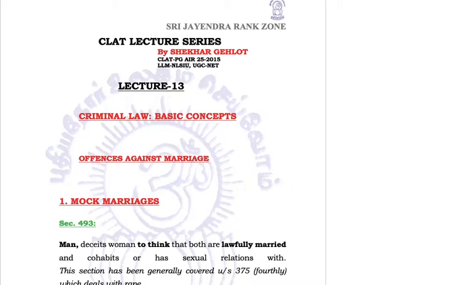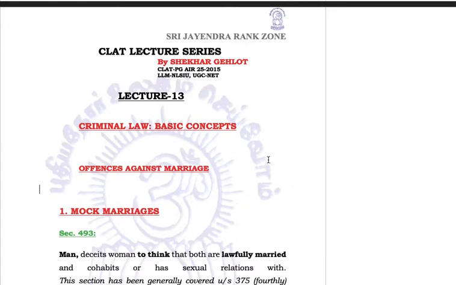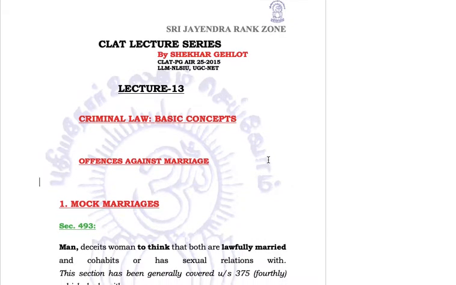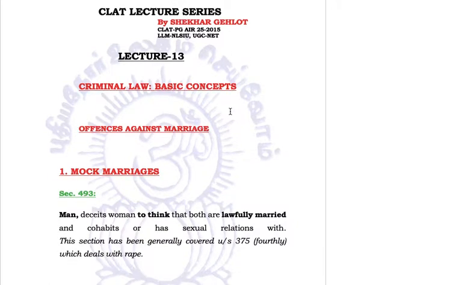Okay, so let's go to another part, which I may say is the last part of our criminal law series. This is the part which deals with offenses against marriage. We have done offenses against human beings, sexual offenses, and offenses relating to obscenity, and now we proceed to offenses against marriage. Now let us see what the offenses against marriage are. First is mock marriage.